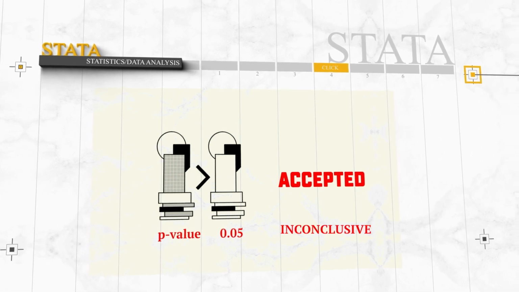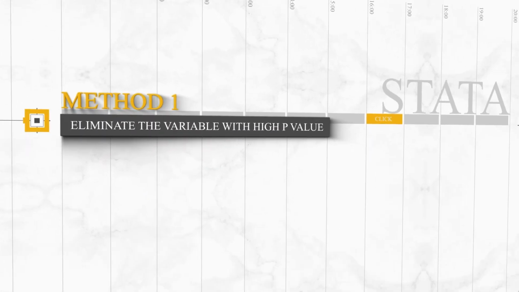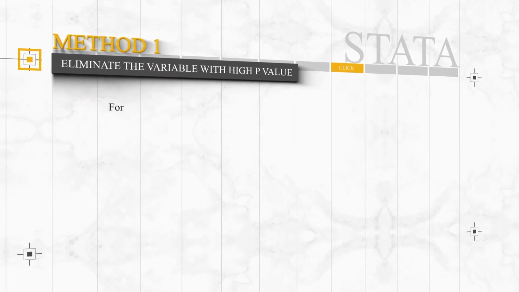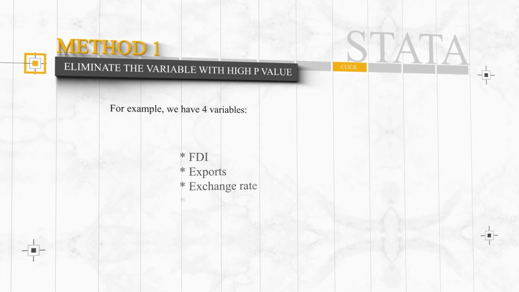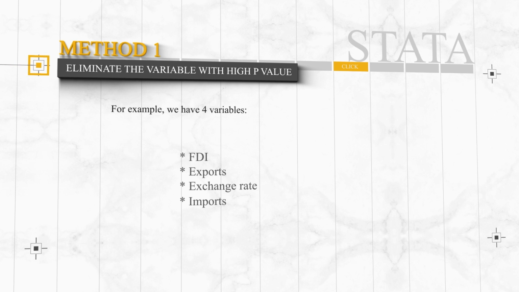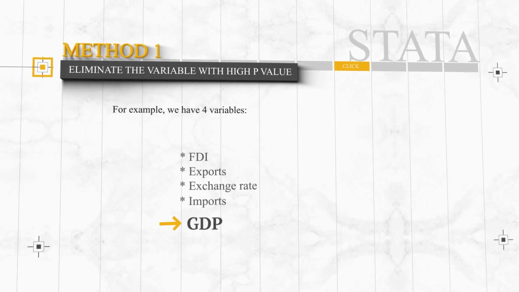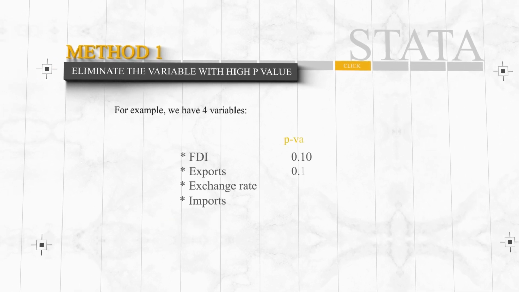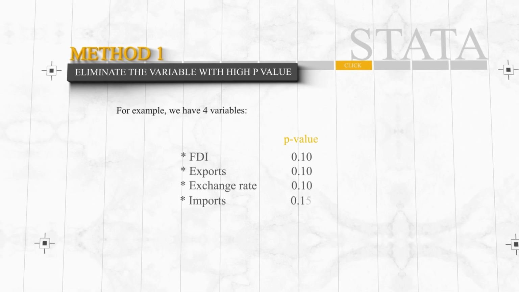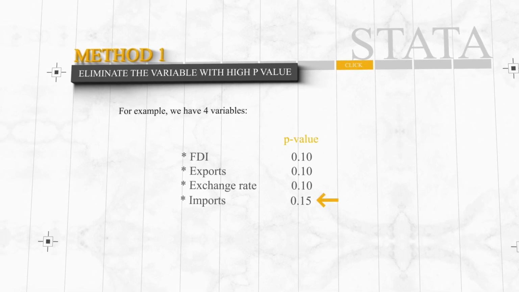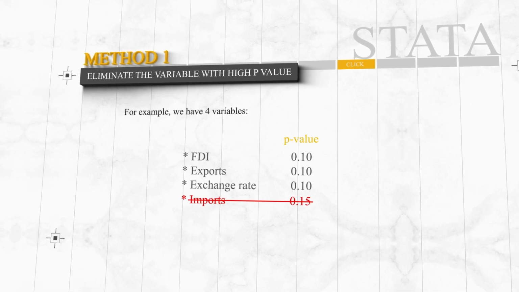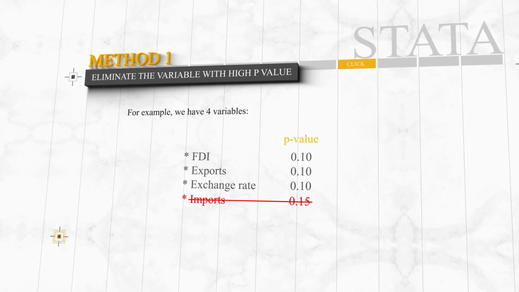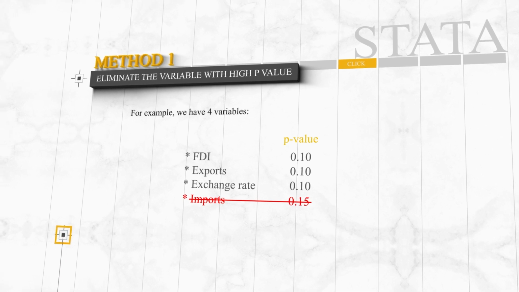This can be done in 3 ways. The first method is to eliminate the variables with a very high p-value. For example, assume we have 4 variables: FDI, exports, imports, and exchange rate, and I want to check how they affect India's GDP. The p-value of each variable's regression is coming out to be more than 0.10, with imports showing the highest value of 0.15. In this case, we can remove imports as a variable from the dataset, and hope that this brings the p-value to our desired limit of less than 0.05.